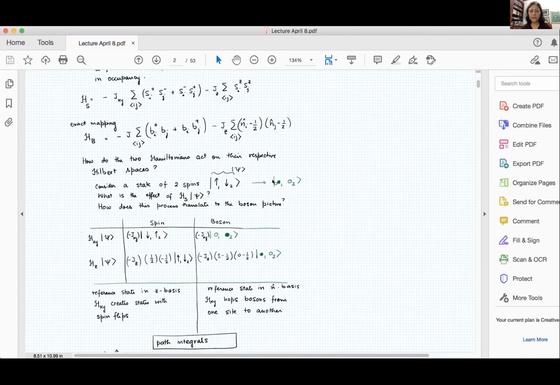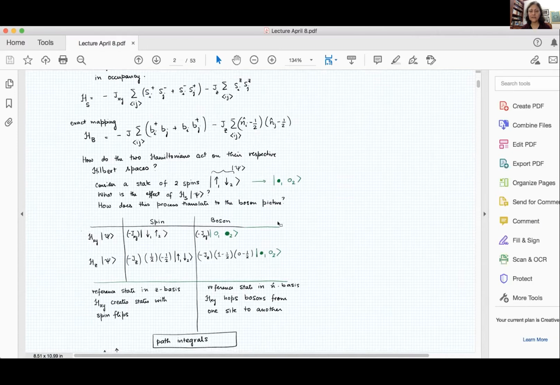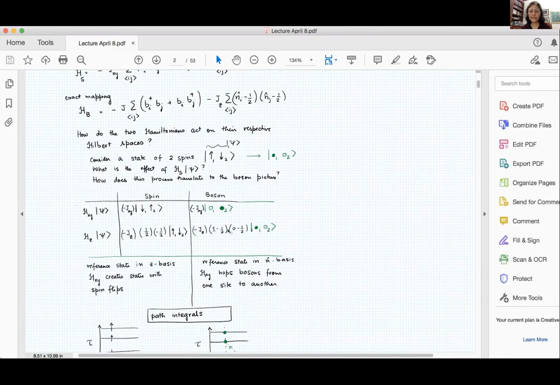Or in terms of the bosons, it comes from the density-density interaction on the two sites. So let's say on site 1, there is a particle, so that gives you 1 minus half. On site 2, there was no particle, so you get 0 minus half. And that's how you get the prefactor for that Hamiltonian.